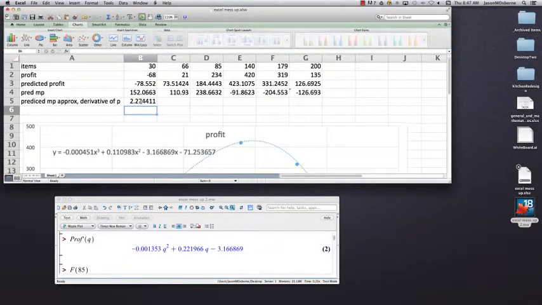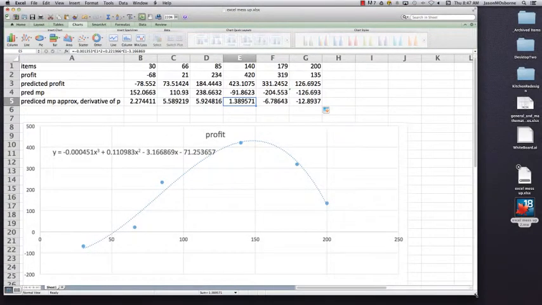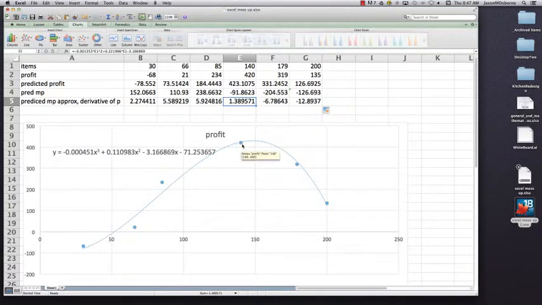And here's our predicted marginal profit. And it's this, right, our predicted marginal profit approximation, because we want to, and by using the derivative of the profit function. And it's here that we're going to get, it's an approximation to the marginal profit, but it's going to be a much closer answer and a much more accurate way to find where the maximum profit occurs.